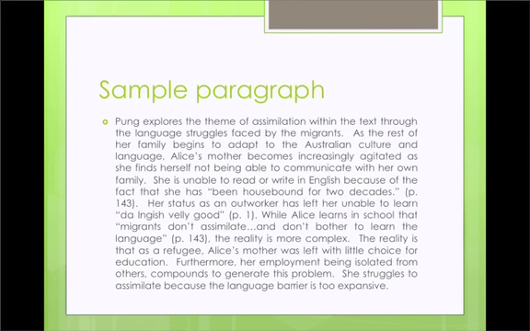Here is a sample paragraph that includes some of the things we've been discussing. The focus of the question is assimilation, and the area being discussed in this paragraph is the struggles faced by some migrants to assimilate due to language barriers.